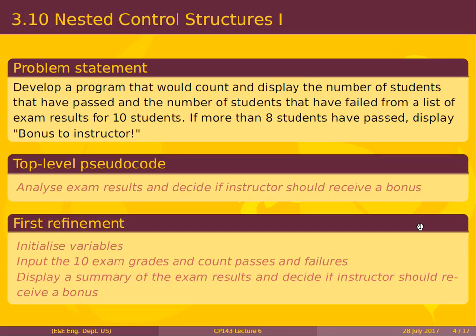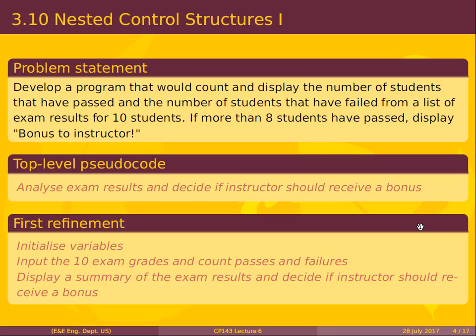Now, let's slowly but surely increase the difficulty level of this problem statement. Okay, so we want to develop a program now that would count and display the number of students that have passed and the number of students that have failed from a list of exam results for 10 students. And also now, if more than 8 students have passed, we want to display bonus to the instructor. Okay, so a little bit more conditions there that we've got to capture using our control structures, but not too difficult. Okay, so our top level pseudocode, this is how we understand it as programmers, reads, analyze the exam results and decide if the instructor should receive a bonus.